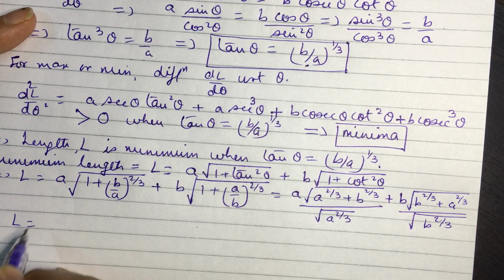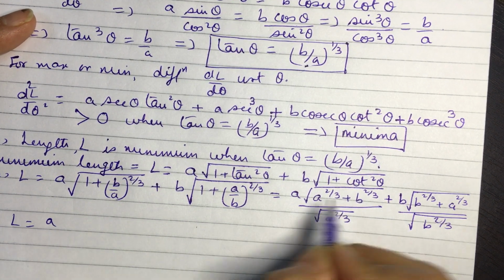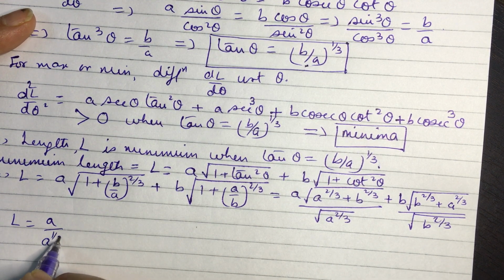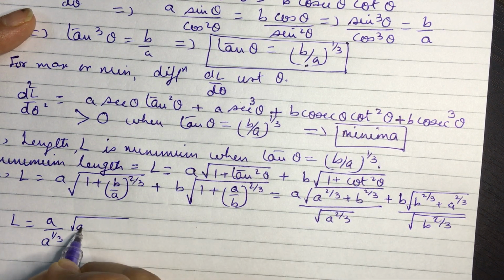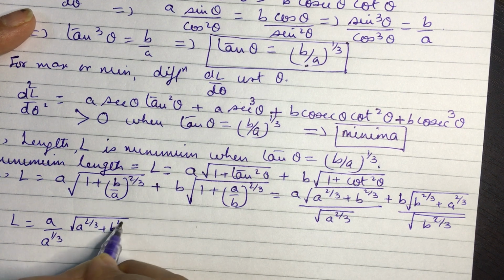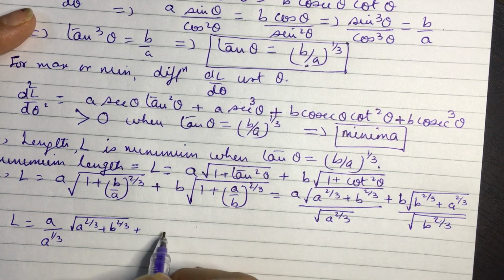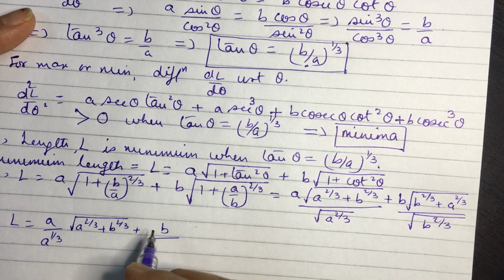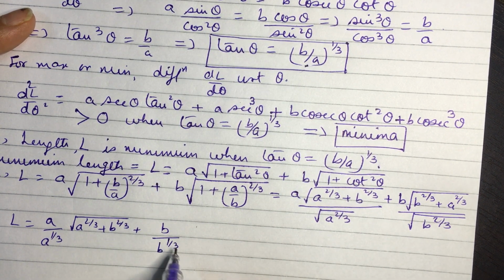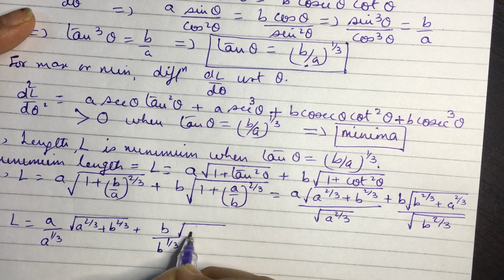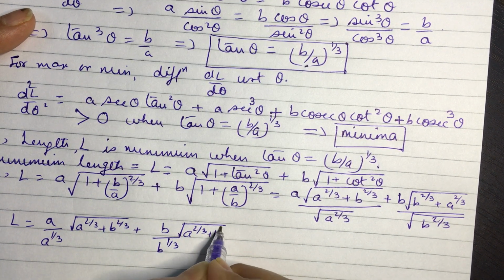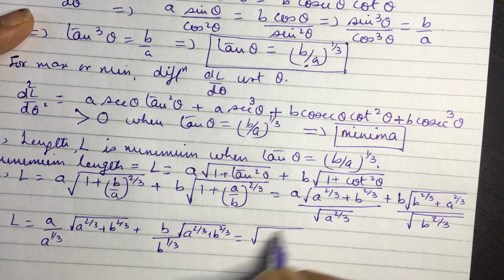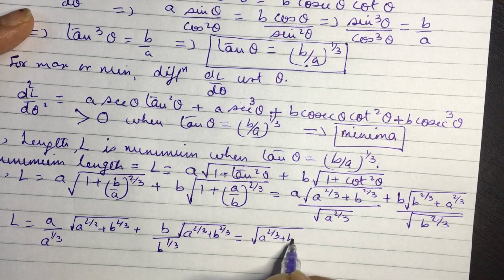This gives us L is equal to a times, now under root of a raised power 2 by 3 would be a raised power 1 by 3, and this is a raised power 2 by 3 plus b raised power 2 by 3, plus same way b upon under root of b raised power 2 by 3 would be b raised power 1 by 3, under root of a raised power 2 by 3 plus b raised power 2 by 3.